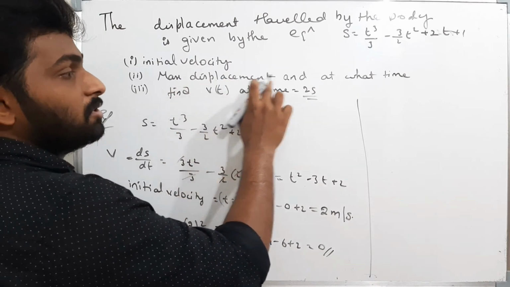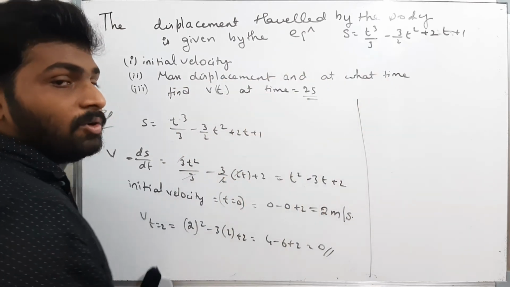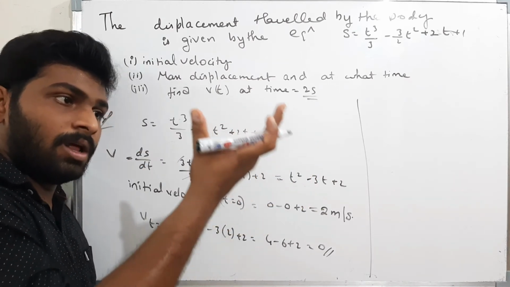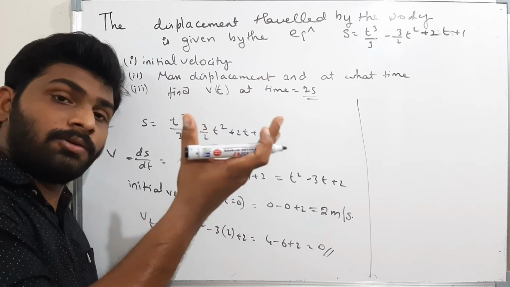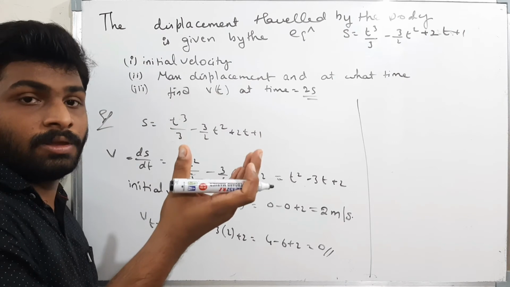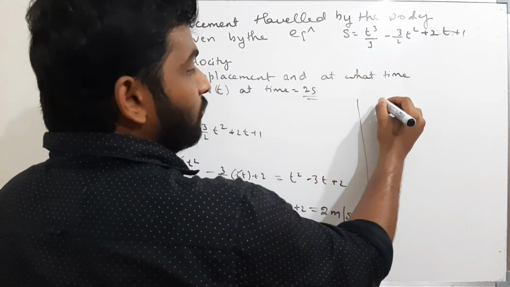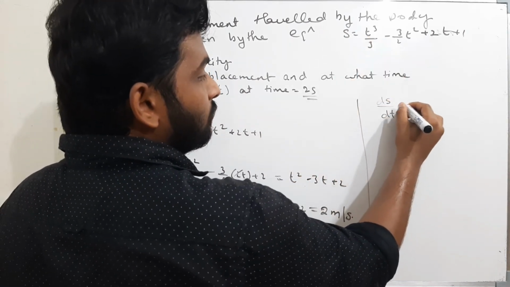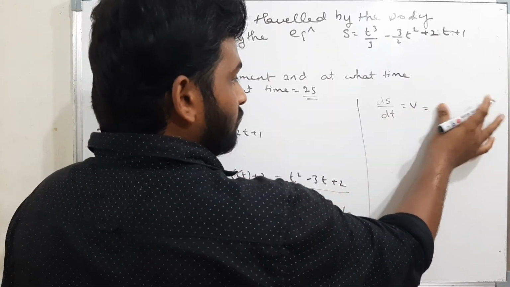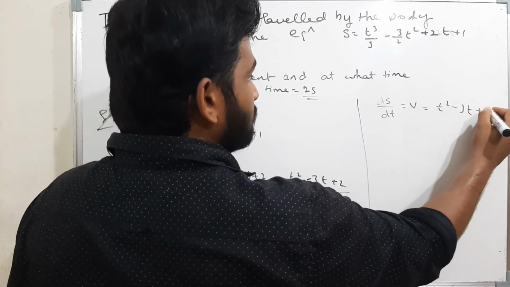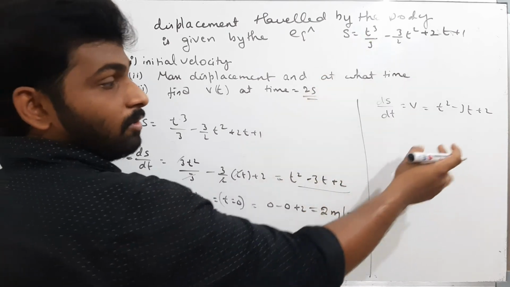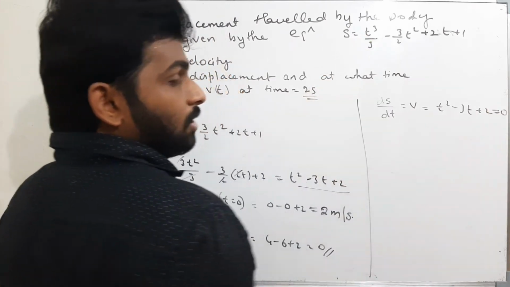Now the maximum displacement and at what time? They told to find the maximum displacement. To find the maximum value of an equation, what I have to do? I have to differentiate it and keep it equal to 0. Now I am doing the same thing. Differentiation of s with respect to time is nothing but v, which is t square minus 3t plus 2. Now I got the equation. I have to keep it equal to 0. Now I will get the roots of it.